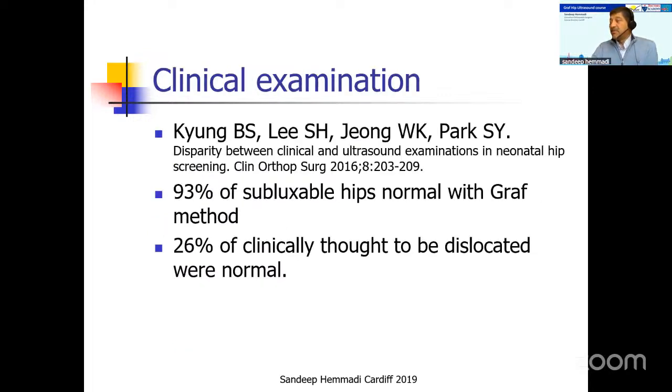Here's some literature where clinical examination was assessed, and it really makes you wonder why we do the clinical examination. 93% of hips that clinically were felt to be query abnormal or subluxed were normal with the Graf method. Equally, the other way, 26% that were clinically thought to be dislocated were normal on this scan. So clinical examination is not reliable. It has issues with who's doing it and what the experience is, and even in the most experienced hands it won't be reliable because type 2C hips have no clinical signs at birth.